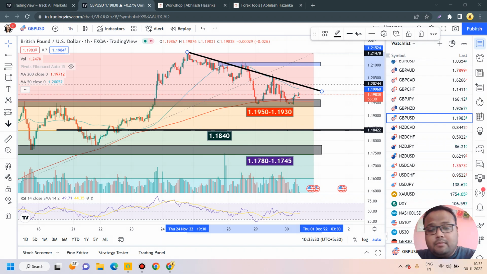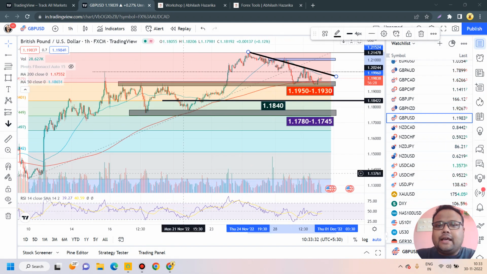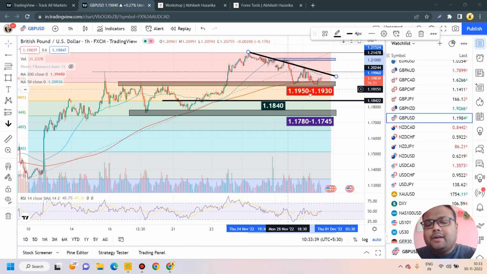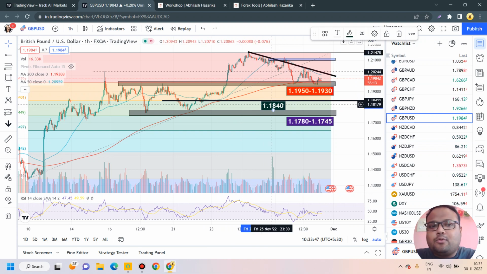1.1840, and we have derived this support with the help of Fibonacci retracement here, because right now we can see around 1.1940, 1.1950 we have Fibonacci 23.6%. If it fails, then Fibonacci 38.2 will come to the rescue, that is 1.1840.